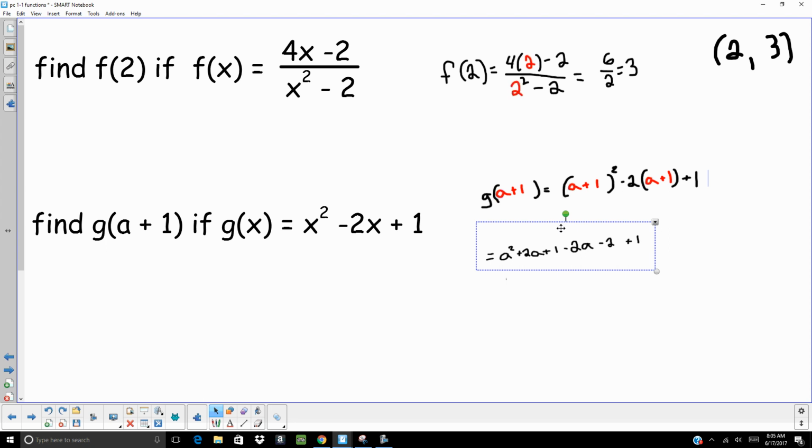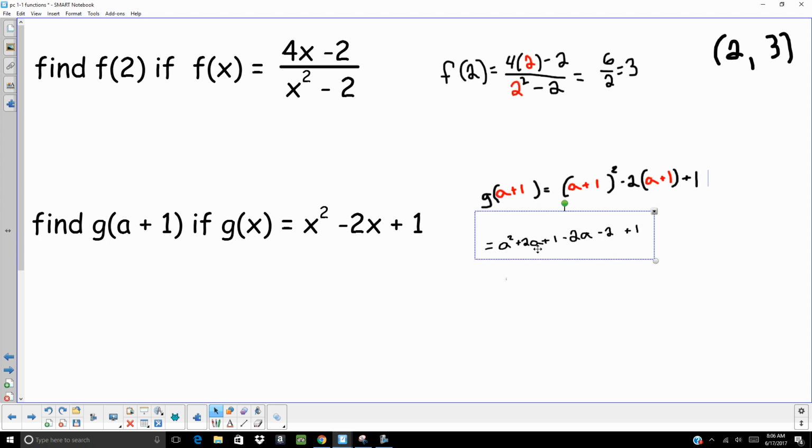When you do that, you're going to get a squared plus 2a plus 1. That's the FOILing. And then here you're going to distribute minus 2a minus 2, make sure you distribute that negative sign, plus 1. Then when you're done, you're just going to do your like terms. Your 2a and negative 2a cancel. 1 minus 2 plus 1 is going to cancel, and you're left with just a squared.